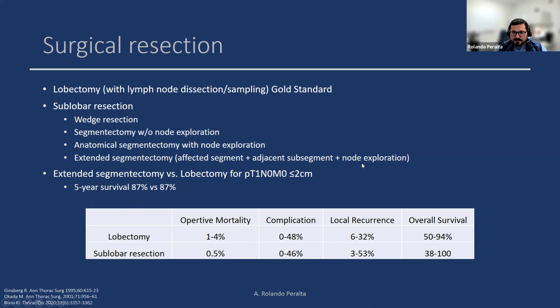Why do surgeons try to do sublobar resections compared to lobectomy? Because they're comparable in outcomes, and the operative mortality also favors sublobar resection. So it's 0.5 versus 1 to 4%.